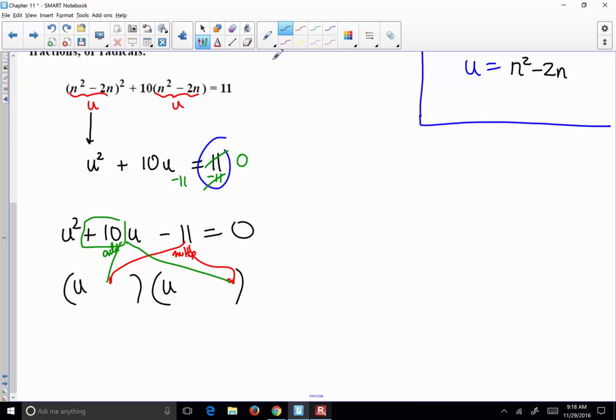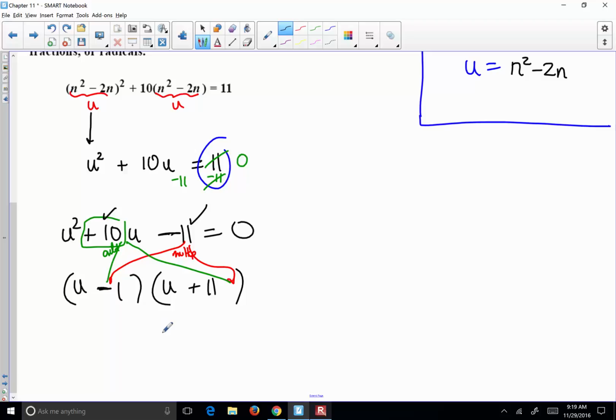1 and 11. Negative 1 and 11. If I choose both positive, you won't get negative 11, right? So we flip one. Which one did you flip? Negative 1. We flip the positive one to negative, so this way minus 1 times 11 is minus 11, and minus 1 plus 11 is positive 10. Both check.